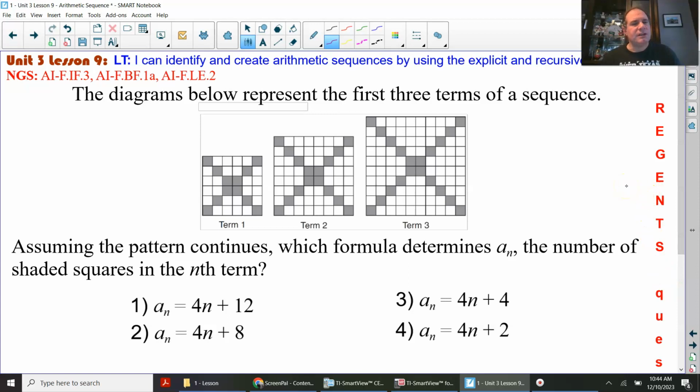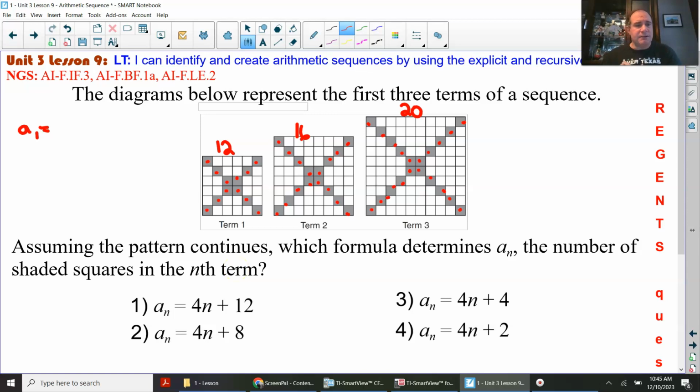All right, here are some Regents questions. Just take a look at the patterns. Just remember also that you're counting if the pattern continues. So you're looking at the shaded boxes here. What you do is count the shaded boxes: 1, 2, 3, 4, 5, 6, 7, 8, 9, 10, 11, 12. So that's 12. Then you have to just count these. And that's 16. And then count these. So this is representative of the first 3 terms. This is 20.